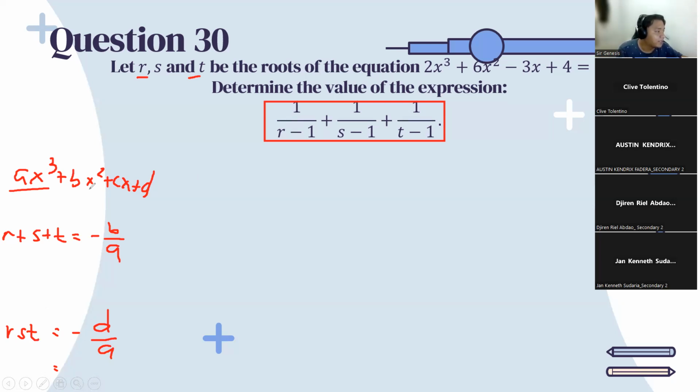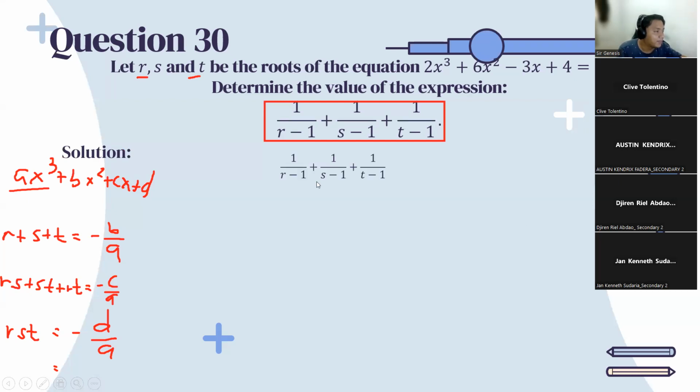Now for the other one, sir, what's the use of c? The use of that is this one: the sum of the products of the pairs that you can form from R, S, and T. So you have RS plus ST plus RT, which is equal to, I forgot if it's negative C over A or C over A. I think we can just check later.